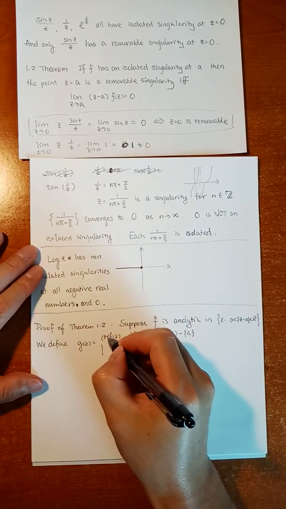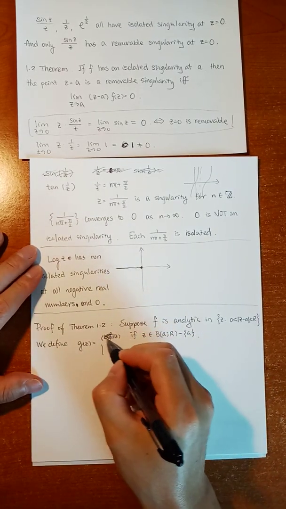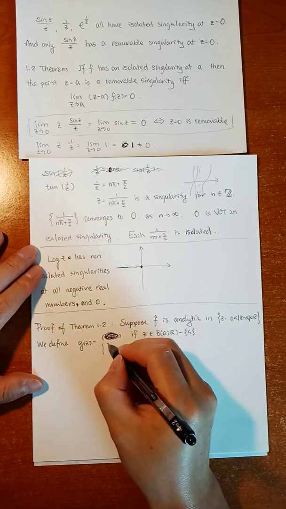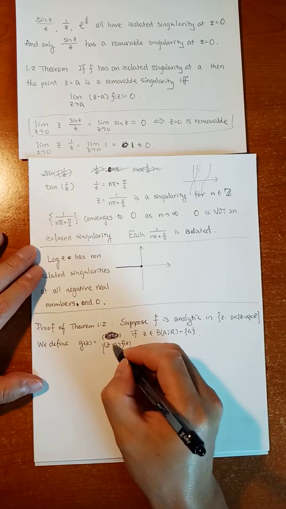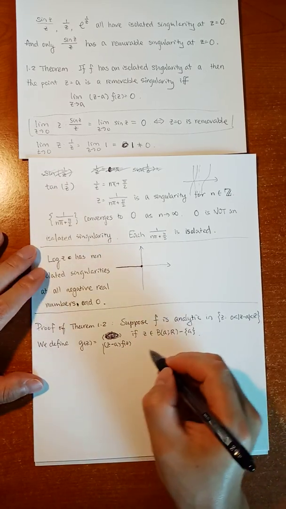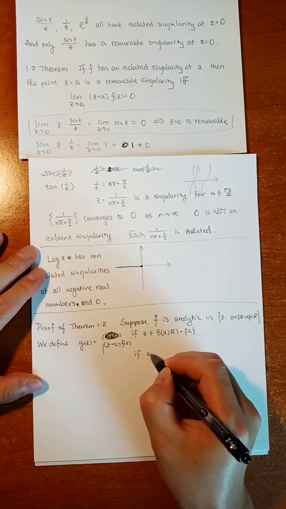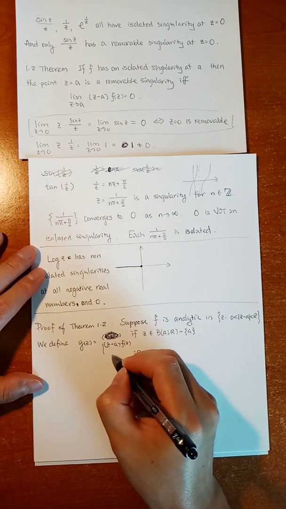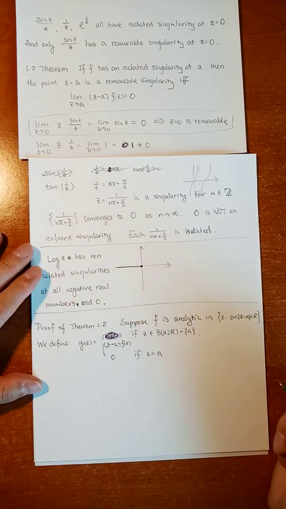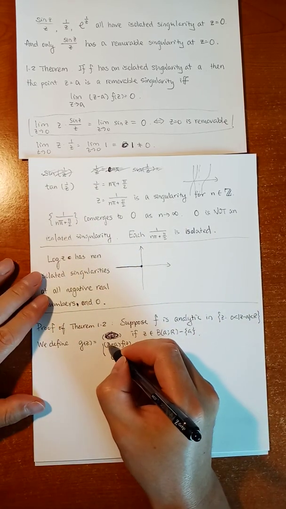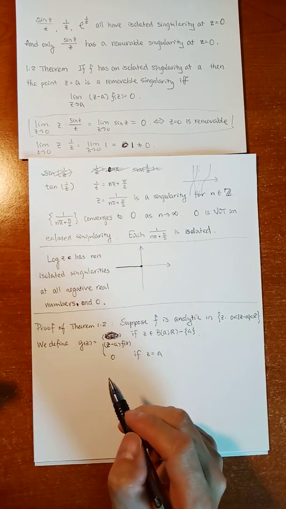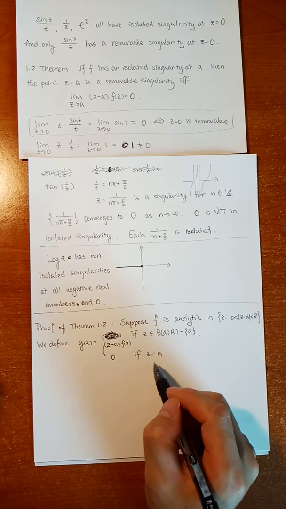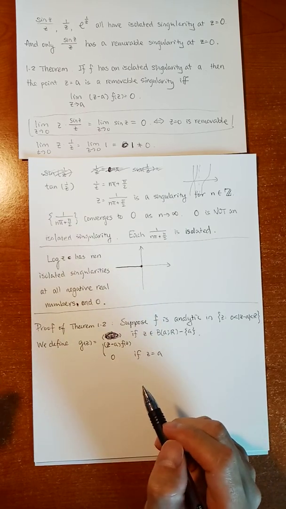It's z minus a times f of z, defined like this. And if z is equal to a, we define it to be 0. Right? Defined to be 0. So z minus a times f of z is equal to g of z, and at a it is equal to 0.